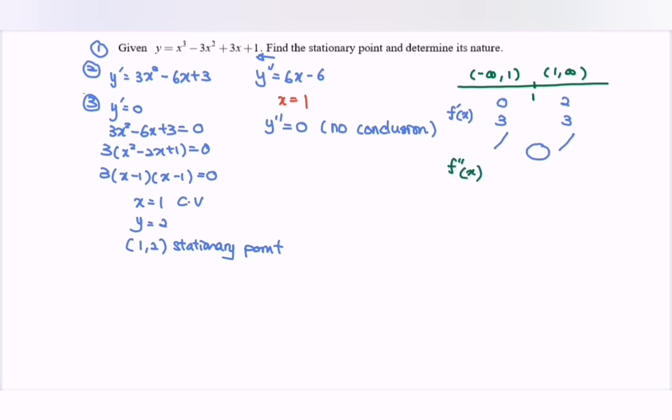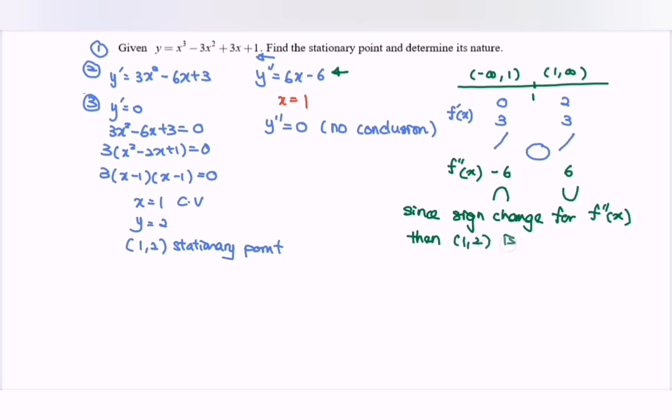Then if we substitute the value 0 into this part, we notice that we have a negative. If we substitute the value 2, then we will have a positive. So the negative means that we have concave downward. As for the positive, we will have concave upward. So notice that since we have a sign change for the f double prime, we can say that (1, 2) is an inflection point. So that is the nature of the stationary point (1, 2).